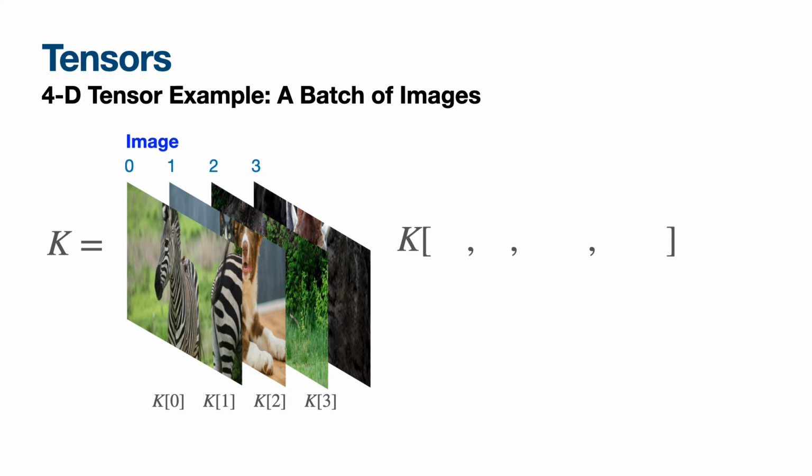In the 4D tensor, K, we can drill into a pixel color intensity level by going through the dimensions. We start with the image, channel, row, and column positions. For example, image 1 for the second image. Channel 2 for the blue color channel. Row 120. And column 98 for the location. And we have a blue color intensity value.